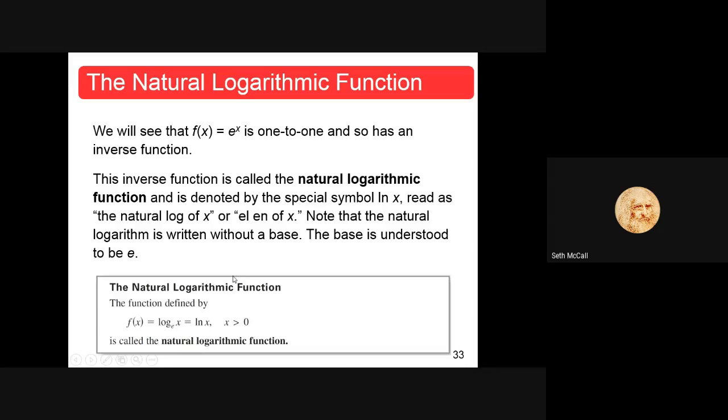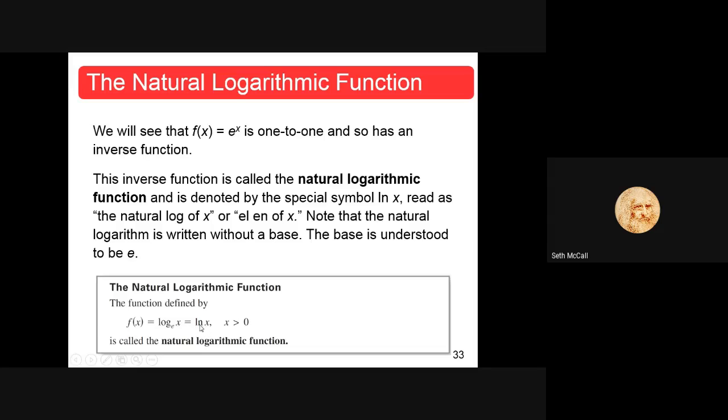So what I'm going to show you is how to graph the natural log function using your calculator rather than doing it by hand. And again, this is what I just showed you in the previous slide where I wrote it out. f of x is equal to log base e of x. When the base is e, they notate it as natural log.